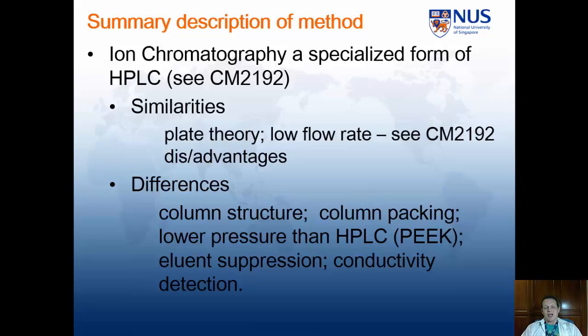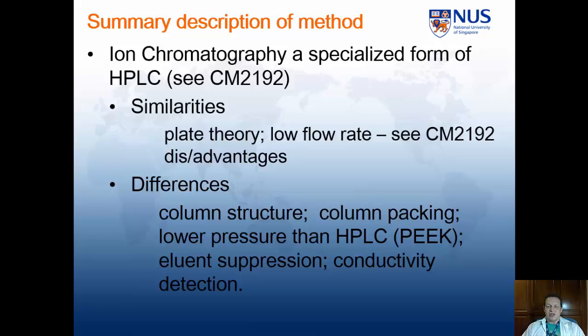Other differences, the column structure. In ion chromatography, the columns are unidirectional. So in HPLC, you might back pump a column, that is, pump the eluent in the opposite direction to that used during the analysis to clean the column. You can't do that with ion chromatographic columns. They're packed in such a way that that would actually rupture the column. The column packings are different. In ion chromatography, you're using ion exchange resins effectively, and the detection is different.